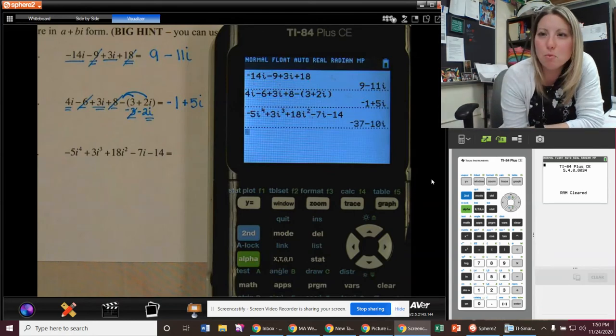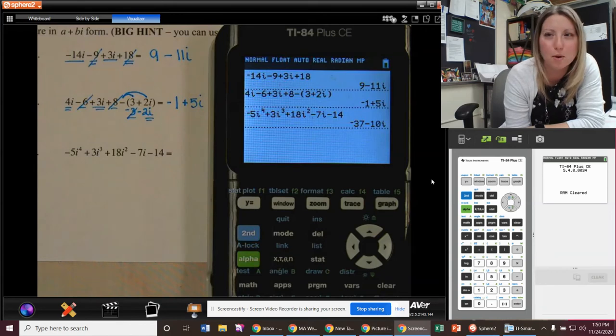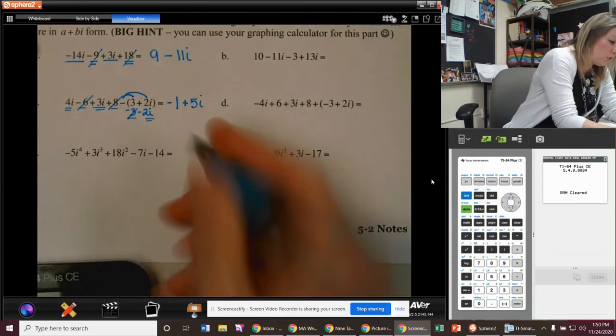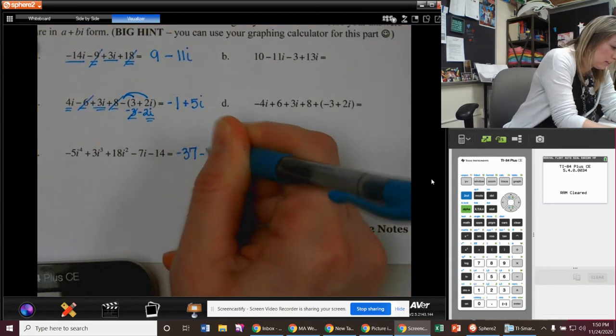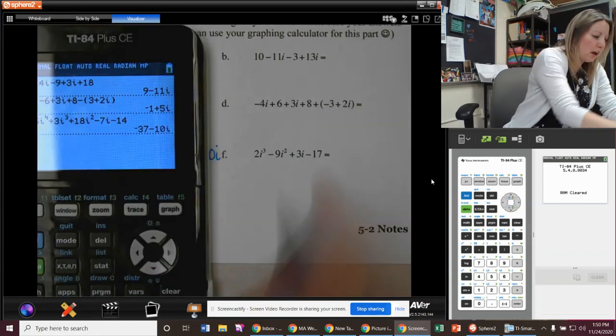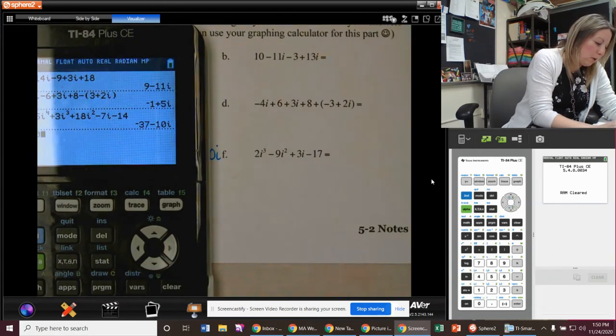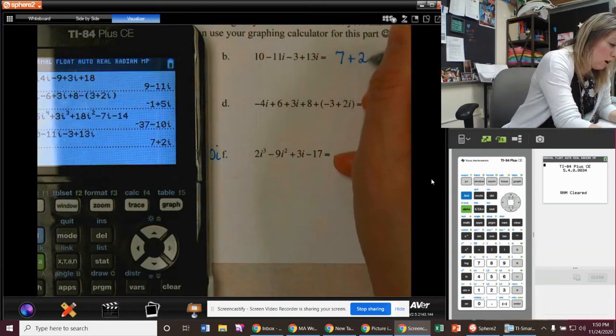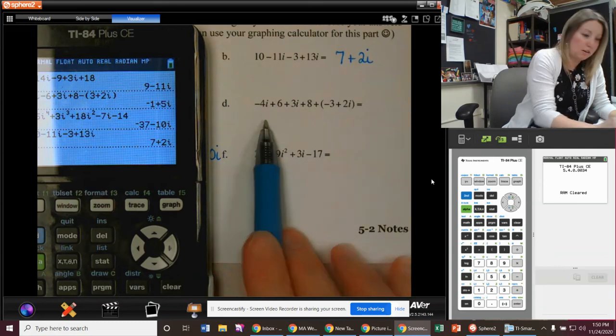Wait a minute. I didn't even point this part out to you yet. The graphing calculator is giving me my answers in a plus bi form. How fabulous is this? Such an easy lesson. Negative 37 minus 10i. There's your answer. Okay. Let me do this side. 10 minus 11i minus 3 plus 13i, 7 plus 2i. Okay, next.